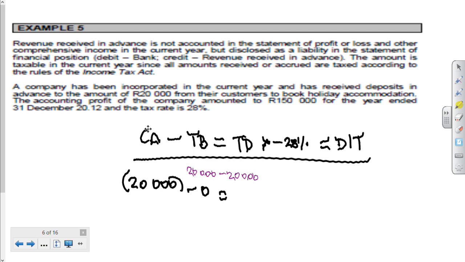From SARS's perspective, there's nothing sitting on the financial position, correct? It's all gone. So 20 minus 0 gives me a temporary difference, and it is a negative temporary difference of 20. When I multiply a minus by a minus, I get a plus, is it 5,6? A plus 5,6. And this plus 5,6 is a deferred tax asset. Is it correct that I should have a deferred tax asset? Yes, it is. I've paid tax in advance.